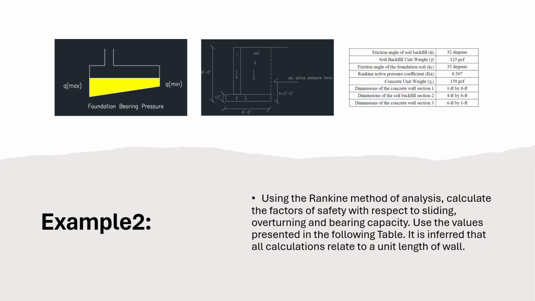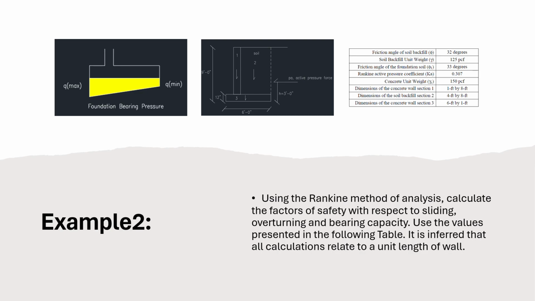In the second example, using the Rankine method of analysis, calculate the factors of safety with respect to sliding, overturning, and bearing capacity. Use the values presented in the following table. It is inferred that all calculations relate to a unit length of the wall. So we can see that the depth of the footing is 12 inches and the total height is 9 feet and the width is 6 feet.